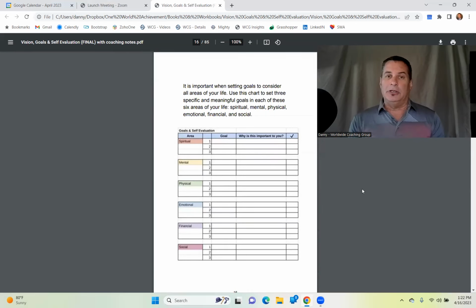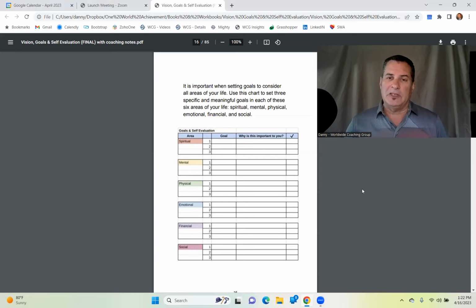Okay, the second thing that I want you to do is, it's important when setting goals to consider all areas of your life. This is, again, balance, the idea of being well-rounded. Use this chart to set 3 specific and meaningful goals in each of these 6 areas of your life: spiritual, mental, physical, emotional, financial, and social.